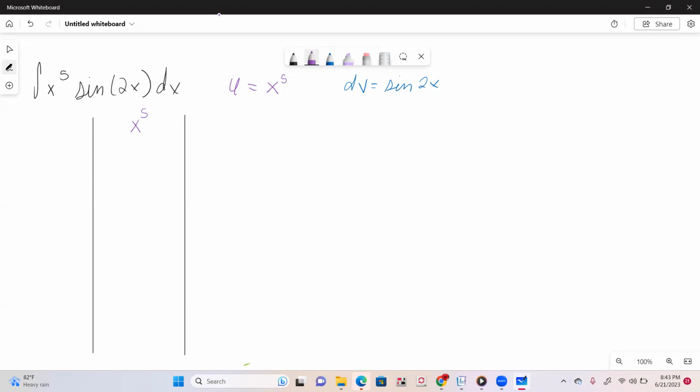So when we derive x to the fifth, we get 5x to the fourth. When we derive that, we get 20x to the third. When we derive that, we get 60x squared. And when we derive that, we get 120x. When we derive that, we get 120. And when we derive that, we get 0, right? I hope we all know our derivatives. If we are watching a Calc video, I'm going to assume we do.